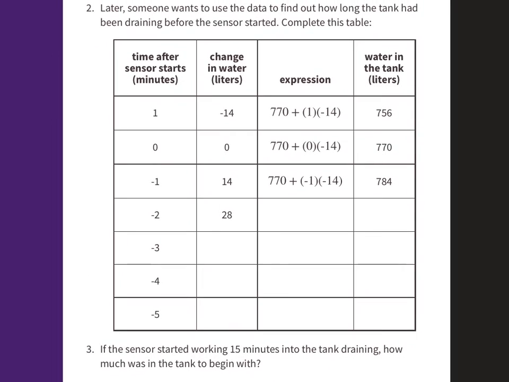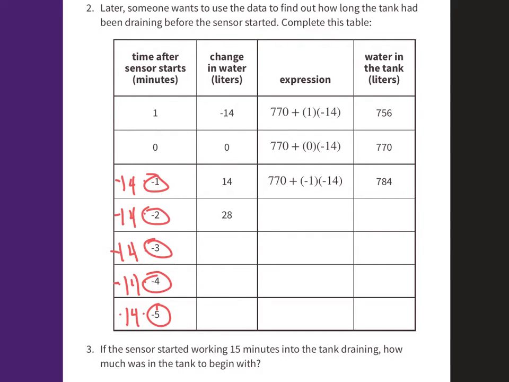So negative 1 times negative 14. So we're just multiplying all of these first ones by negative 14. And we've learned that a negative times a negative is a positive. So all these numbers are going to be positive. So the negative number here just tells me 1 minute before the sensor started, 2 minutes before the sensor started, 3, 4, and 5 minutes before the sensor started.